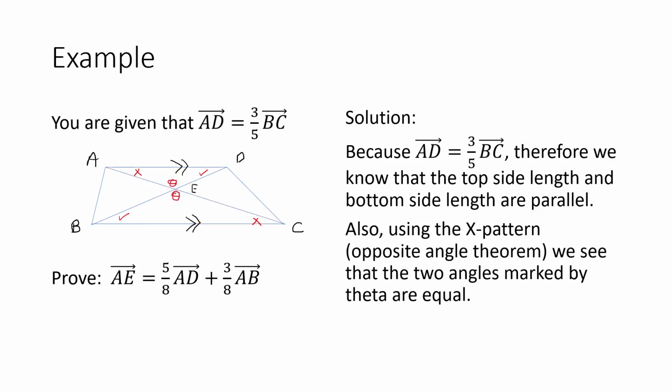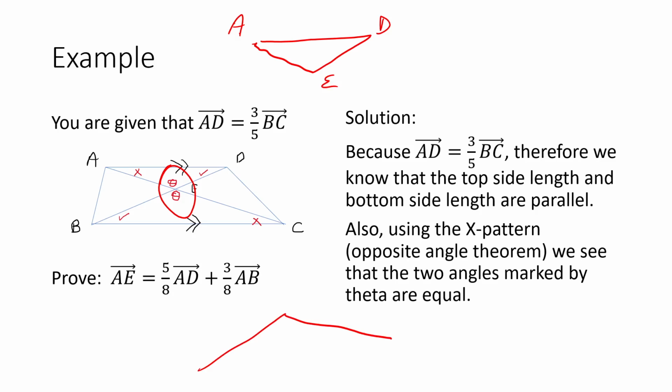And just using the opposite angle theorem, in other words, you make an X and the two angles opposite have to be equal to each other, we see that those two angles are equal to each other. And so now if you look at the top, what we've really got here, we've got ADE, and then in the bottom, we've got BEC, and both of them have the exact same three angles.